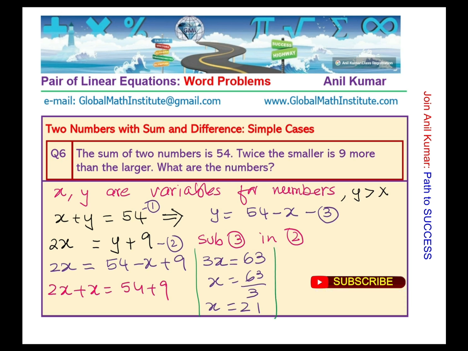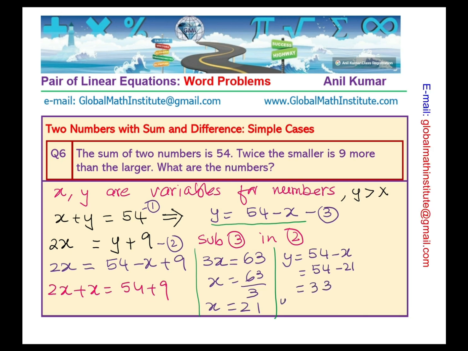Now we can find what y is, since we know y is 54 minus x. So we get the value of y as 54 minus x, which is 54 minus 21. So y is 33. So we get our answer. x is 21 and y is 33. Makes sense? So with that, we have solved all the 6 problems, and I hope you have understood the strategy of solving word problems.